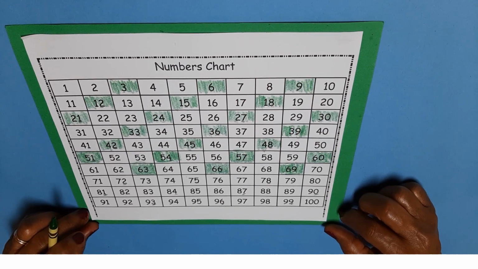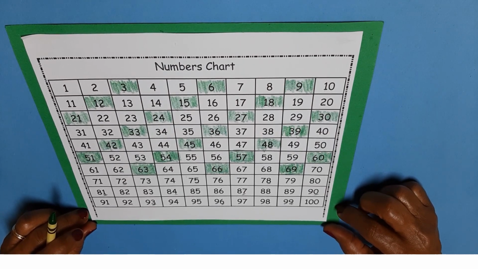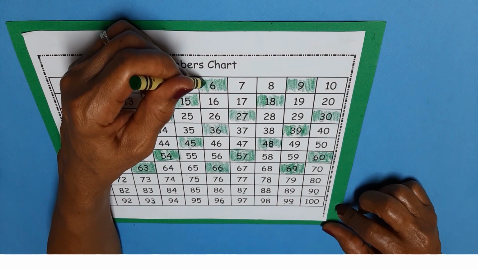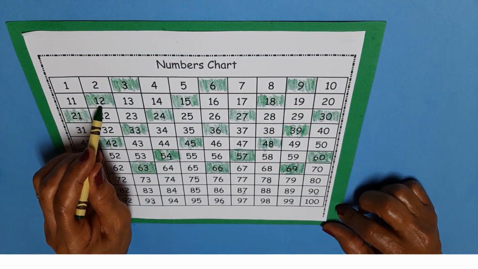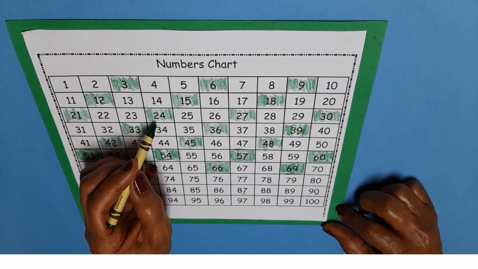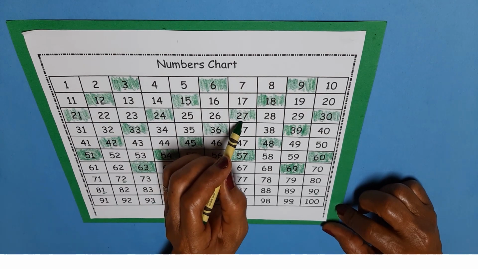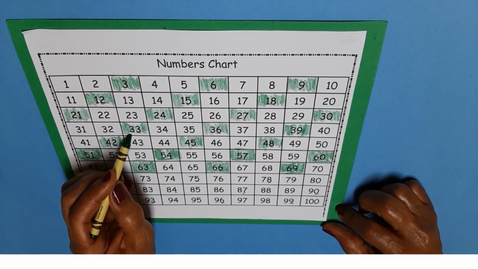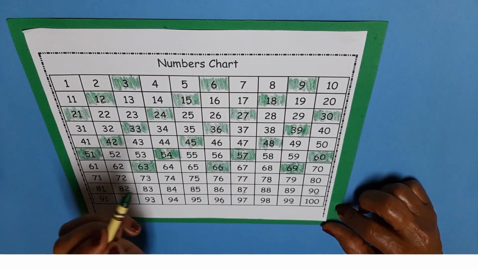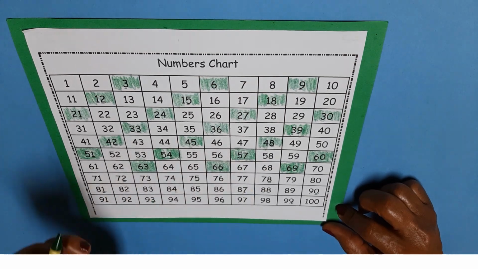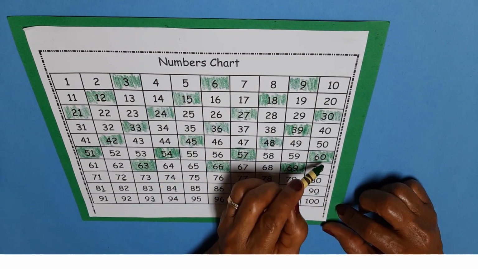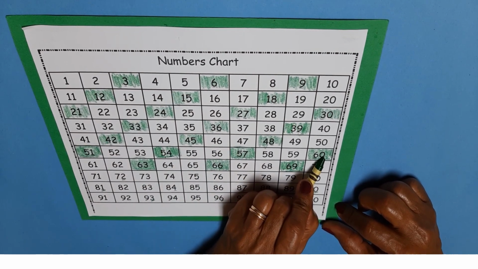Let's review our counting in threes. Let's look at the chart and go back and review. We start at 3, 6, 9, 12, 15, 18, 21, 24, 27, 30, 33, 36, 39, 42, 45, 48, 51, 54, 57, 60. We're going to stop at 60.